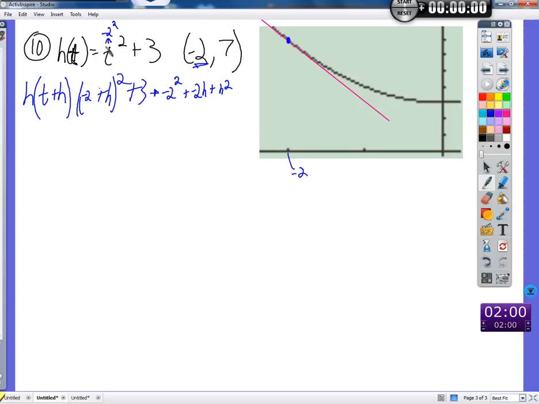That last thing that's written down, negative 2 squared, plus negative 2h. I don't know, I'm not getting it wrong. What should it be? Minus 4h. What do you think about that, Aaron? Minus 4h.